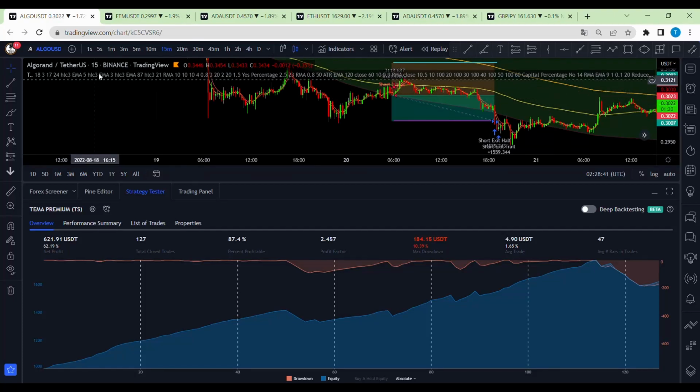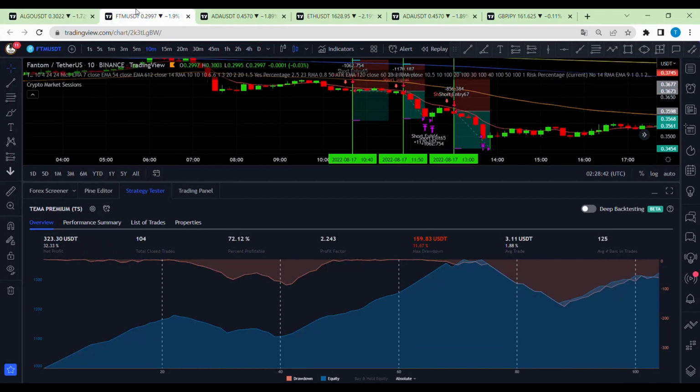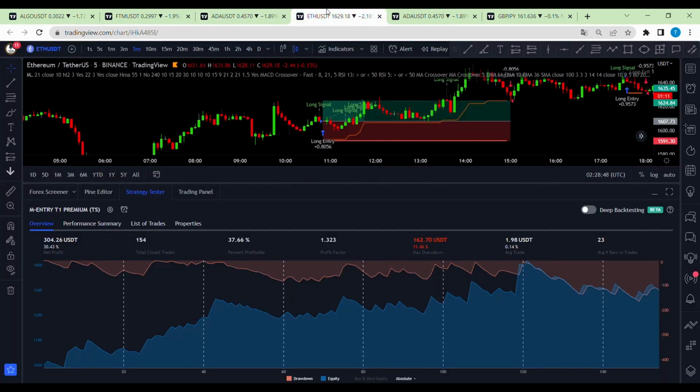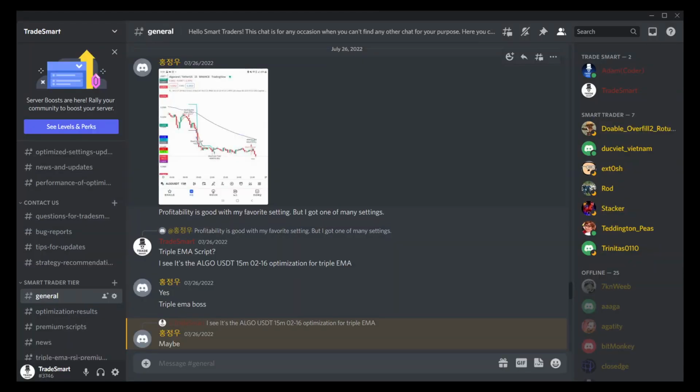Today we will review how our optimized strategy scripts performed since their optimization date. The main parameters of the scripts have not been modified, so any of the trades that occurred after the optimization dates could have been taken, and some of them were taken by our Smart Trader tier members.